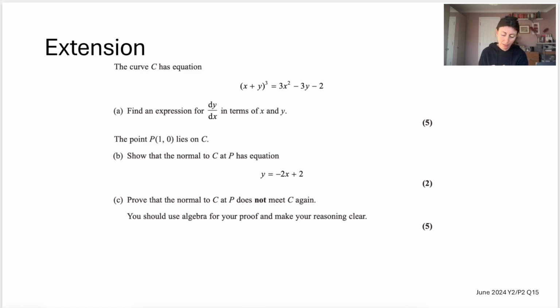I'll just give you an idea of what's already happened. So we've got this curve which we've differentiated, and there's a point on the curve, and then we're talking about the normal to the curve at the point. Prove that the normal does not meet C again.